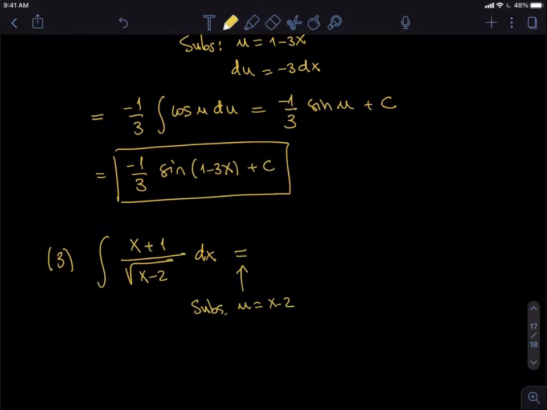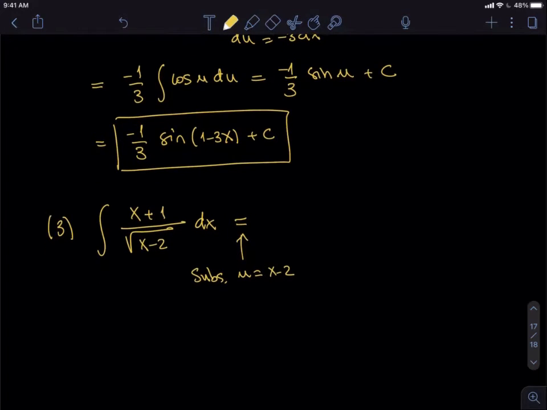Now let me be clear that you cannot be certain that the substitution is going to work until you try it and see that it works or not, okay? So be prepared to try a few things until one of them works. That's how it is. But in this case, this is the good one, I tell you. So let's do it. In this case, du equals dx. Okay, very simple. Here we have x plus 1 divided by square root of u du.